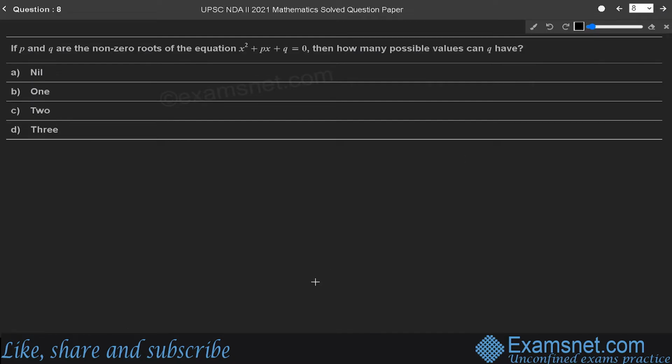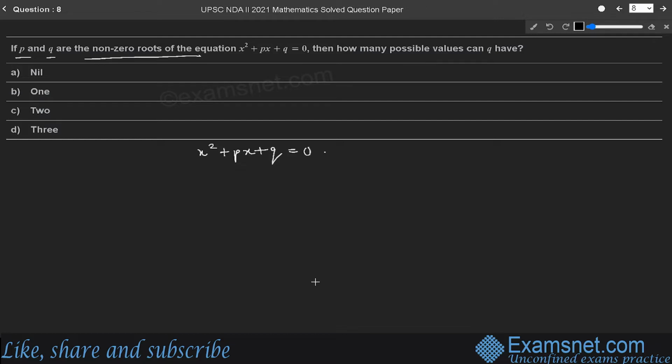Next question is, if p and q are non-zero roots of the equation x square plus px plus q is equals to 0, then how many possible values can q have? Again, this is a question from quadratic equations, and we know that a basic quadratic equation is in the form ax square plus bx plus c is equals to 0, and it is given that here the equation is x square plus px plus q is equal to 0, and p and q are non-zero roots of the equation.